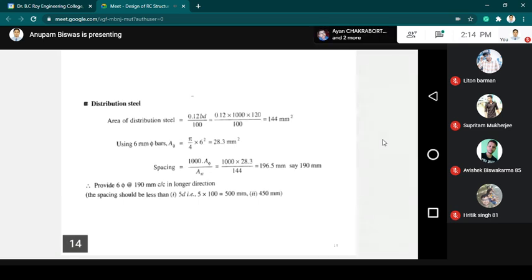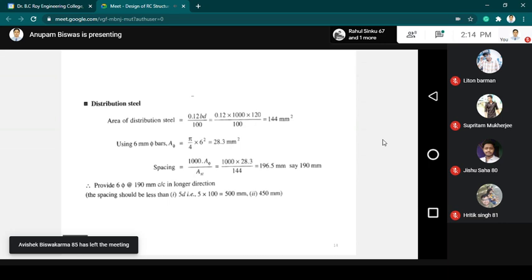So here spacing will come by using the formula 100 Ast by AST. So Ast we know that is 28.3, by AST is 144. So suppose 190 mm spacing we are providing, so we can directly provide it. The distribution bar we can provide as 6 mm at 190 mm center to center in the longer direction. And we have to also check the criteria that it should not be more than 5D, means 5 into 100, that is 500 mm, or 450 mm, whichever is less. So it is within the limits, so it is fine.